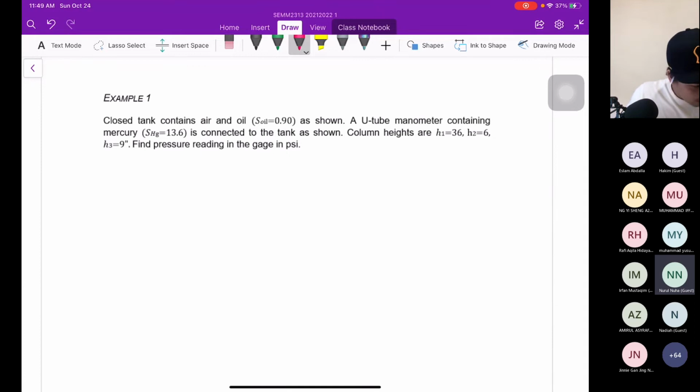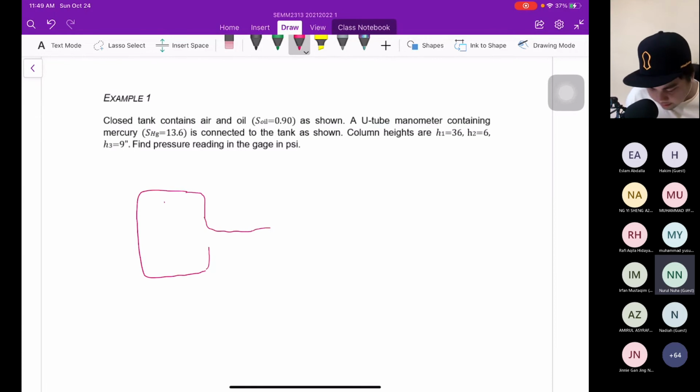Alright, so let's draw. I will draw nicely. Okay, this is the tank. Let's say this is the tank. The tank is connected to the U-tube, remember? Try to draw.